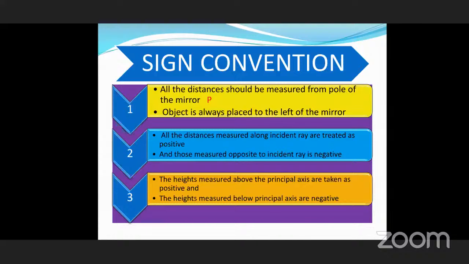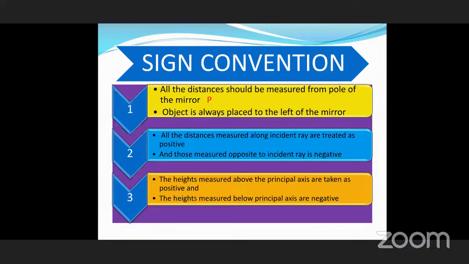And the third one is, you are placing the object, then what happens? The image is formed. Sometimes, according to the ray diagrams and position of the object, you can see the image may be formed above the principal axis or below the principal axis. That's why, whether it is the height of the object or the height of the image, how to measure it is related to the third sign convention.